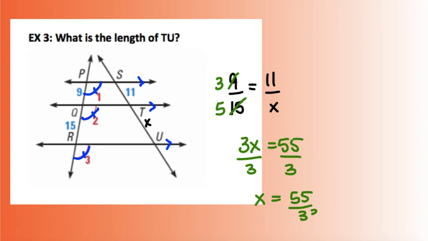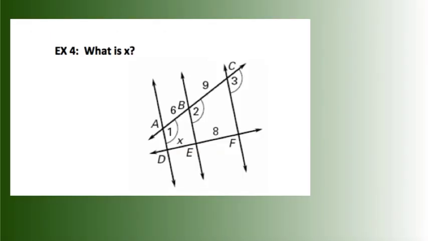Okay, you try the next one. So I gave you your 3 parallel lines, and I want you to find x. Press pause and try it. All right, so you pressed pause, you're back. Your proportion should have been 6 over 9 equals x over 8.